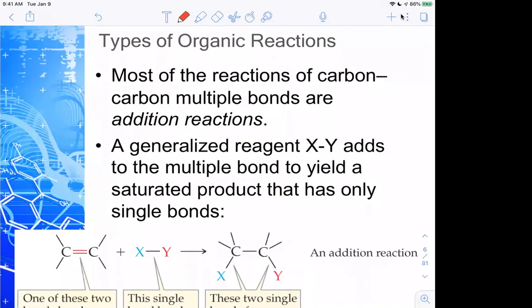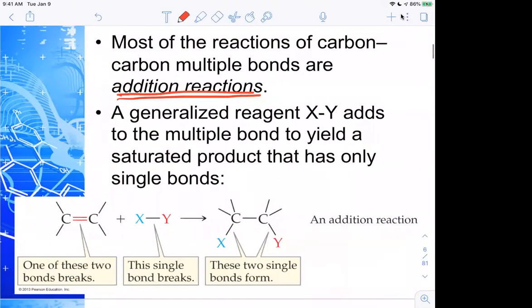So most of the reactions of carbon-carbon multiple bonds are addition reactions, which is our focus for this chapter. And basically, again, I have some generalized reagent XY that adds to this multiple bond. Now, this XY can be water, it can be HCl, it can be halogens, it can be a lot of different substances. We're going to go over several types of addition reactions.